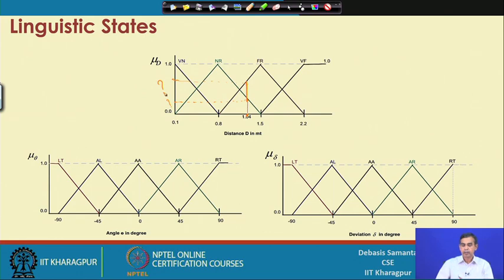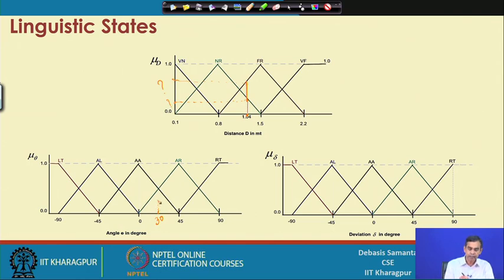So, the 1.04 crisp input belongs to two fuzzy states, Nr and Fr, having two different membership values, for Nr this one and for Fr this one, and we have to calculate these two values first. Likewise, the angular rotation that we have considered in this example, theta, is 30 degree.